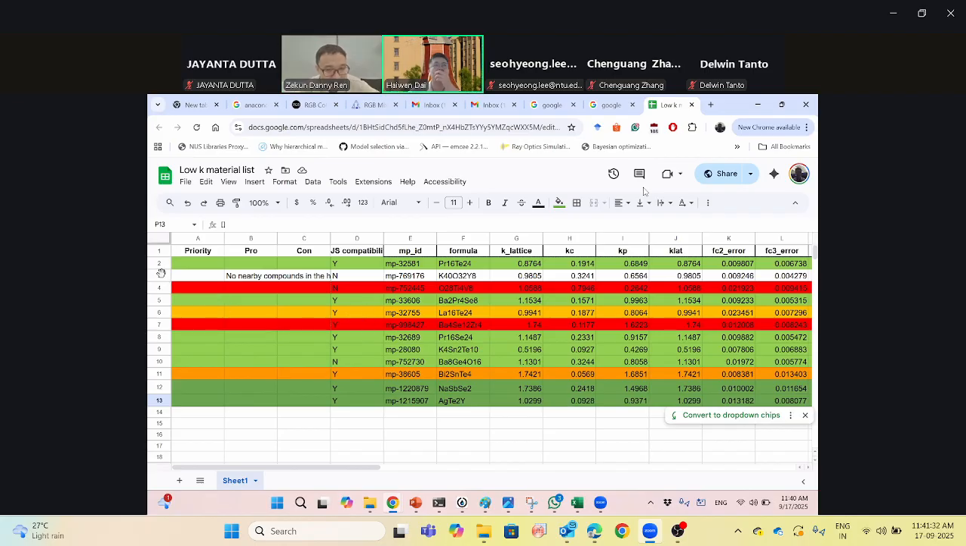Or maybe how about just do this? We make a few scores. Say DJS compatibility. If it is Y, it gains one score. If it is N, it loses one score. And we have lattice thermal conductivity, so the ones with the lowest thermal conductivity will be prioritized for synthesis. I'm not sure if it makes sense to you.